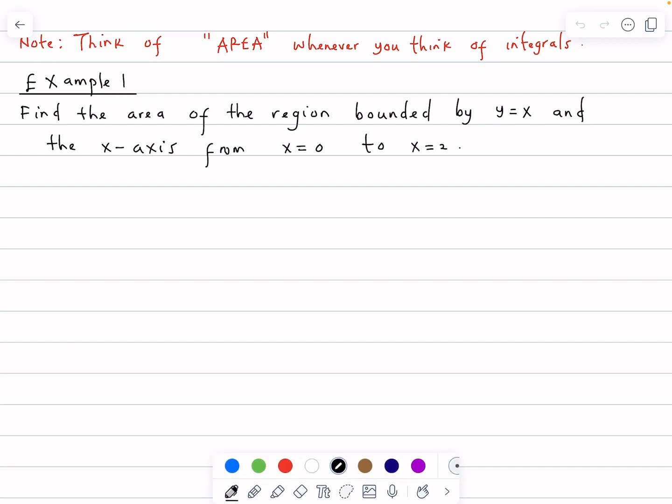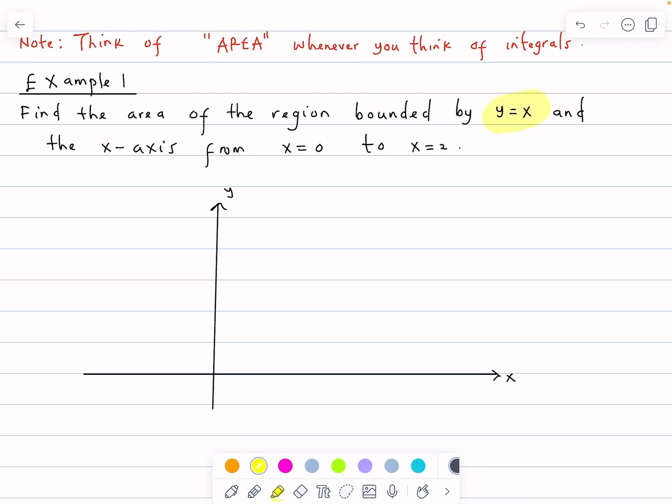Let me draw this: this is the x-axis and the y-axis. I'm going to graph y is equal to x. That's just the graph of a straight line, right? When x is 0, I'm going to locate x equals 0 and x equals 2. So x equals 2 is going to be here, and I'm just going to trace it up.